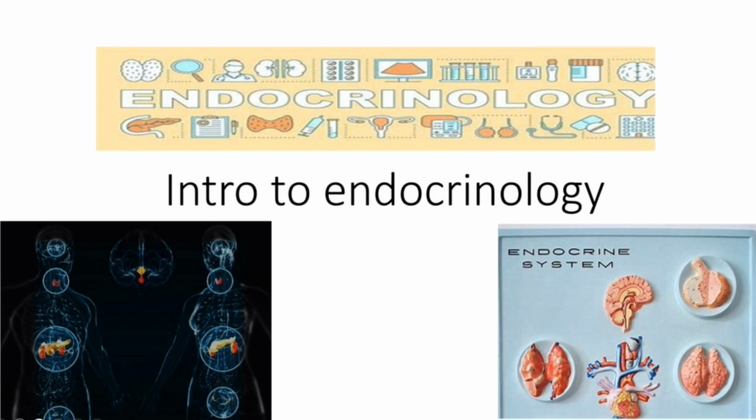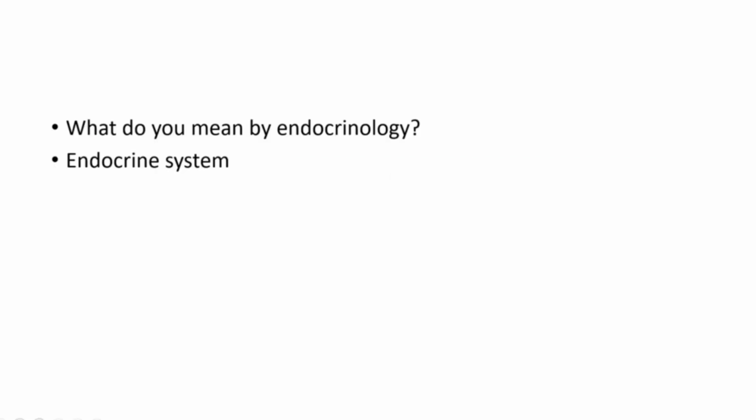Today we'll talk about the topic Introduction to Endocrinology. What do you mean by endocrinology? Endocrinology, as its name states, is a branch of biology and medicine dealing with the endocrine system. Endocrine system, what does it mean? The endocrine system is made up of different endocrine glands that produce and secrete hormones. The endocrine system helps in maintaining homeostasis with the help of these hormones.